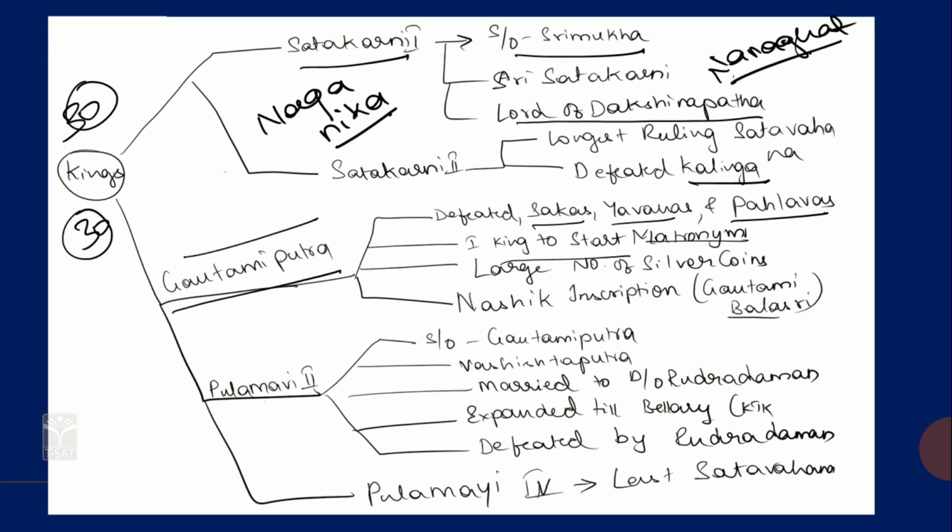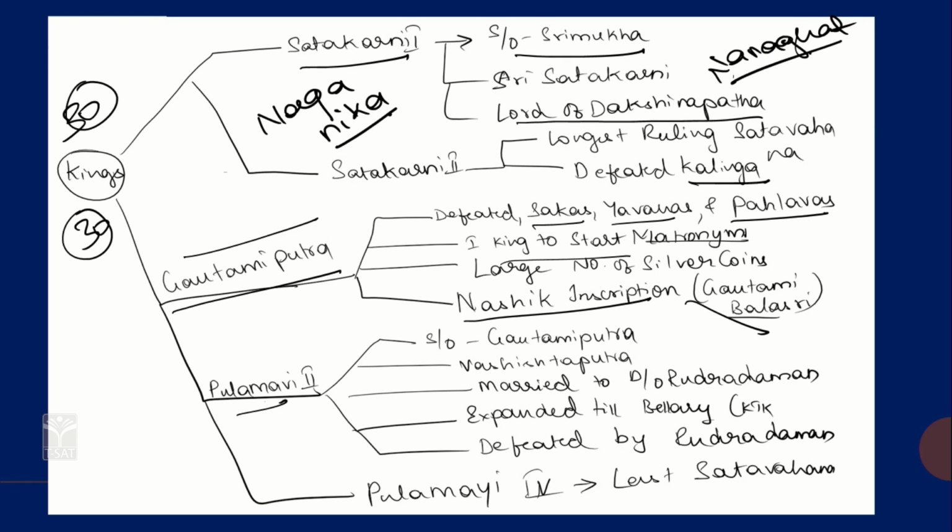Gautamiputra Shatakarni's wife was Vashishti Devi. So Gautamiputra's son called himself Vashishtaputra Pulamavi, son of Vashishti Devi. Nashik inscription was also given by his mother Gautami Balashri. Pulamavi too, commonly as I said, is also called Vashishtaputra Pulamavi.